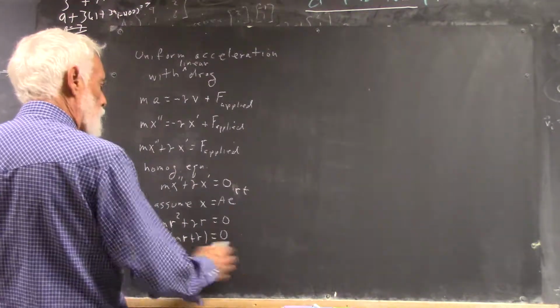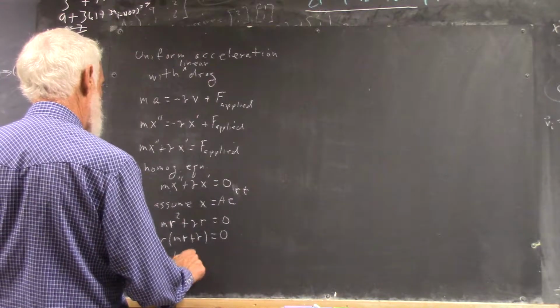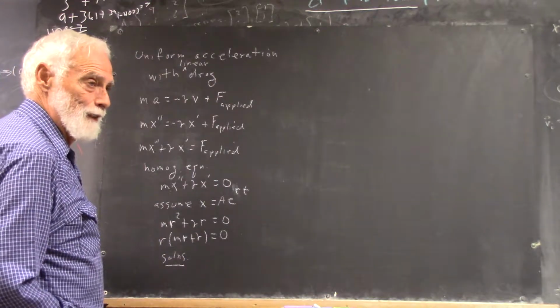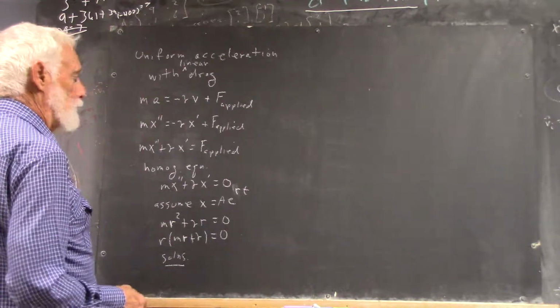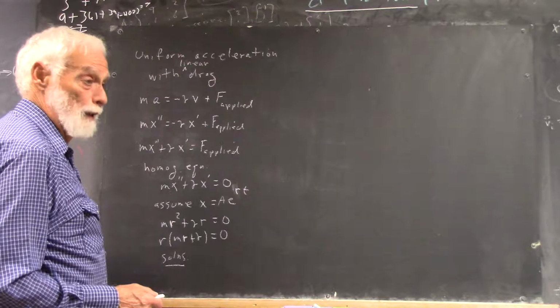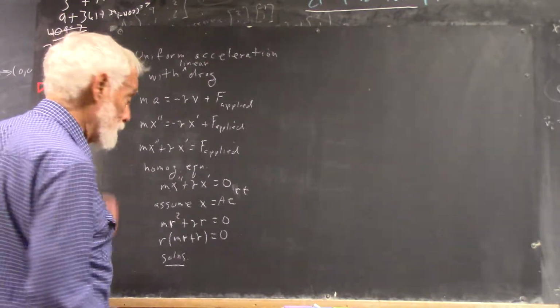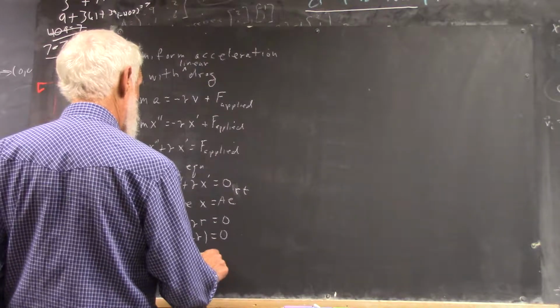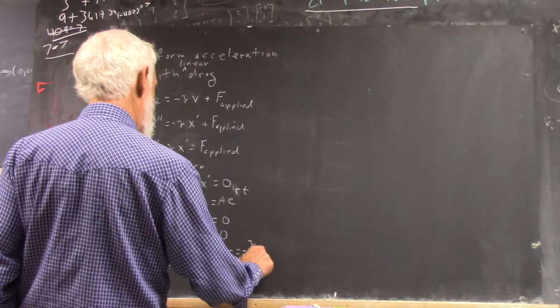Okay, so what are our solutions? Now this is basic algebra 2. Okay? So this should be something that you understand, but you might have to stop and think about it a little bit depending on how much algebra 2 you used in your calculus course. Your solutions are r equals 0 and r equals negative gamma over m.